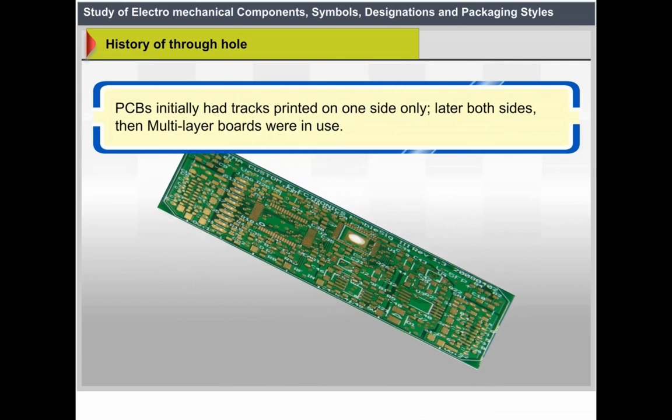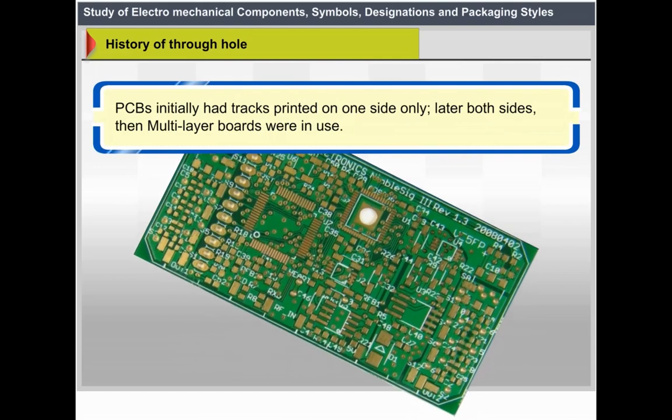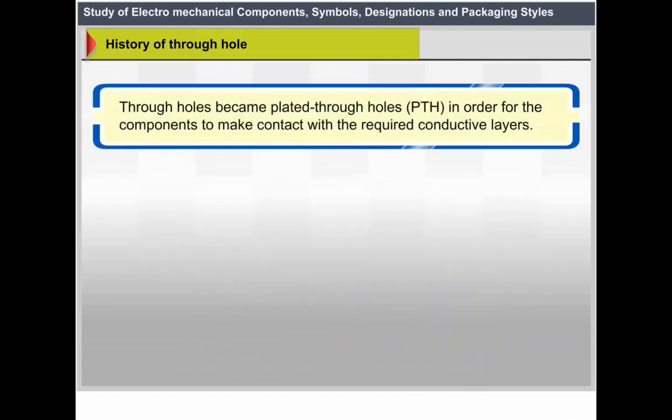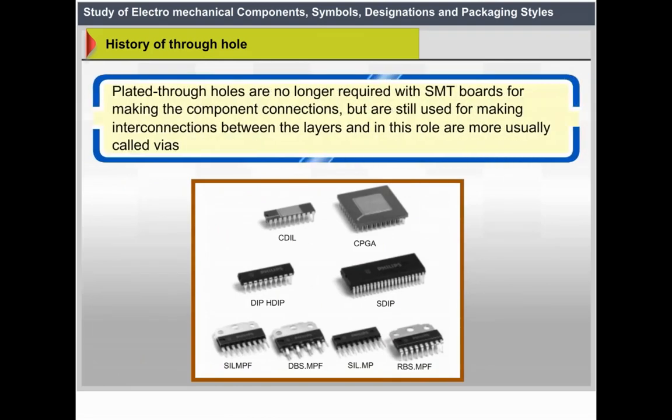PCBs initially had tracks printed on one side only. Later, both sides, then multi-layer boards were used. Through-holes became plated through-holes (PTH) in order for the components to make contact with the required conductive layers. Plated through-holes are no longer required with SMT boards for making the component connections, but are still used for making interconnections between layers, and in this role are more usually called vias. Through-hole mount packaging is shown.